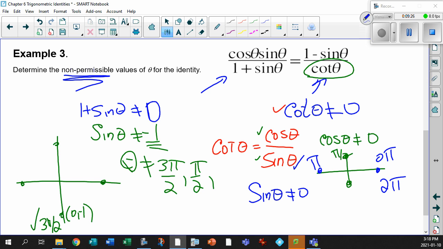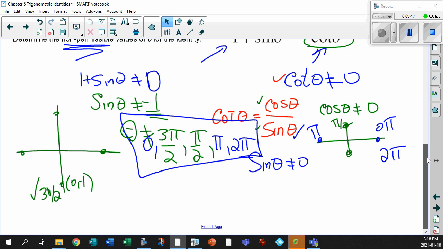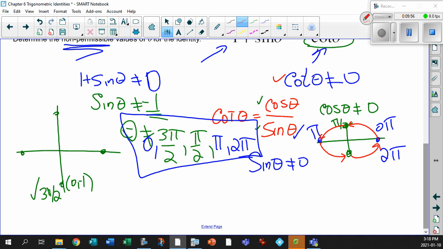So let's put them in. 0, we'll put in front. Okay, there's pi over 2, there's 3 pi over 2, include pi, and of course 2 pi. Those are all our restrictions based on one rotation. Now, if you wanted to do all of the restrictions for, let's say, infinite rotations, again, think about what you're doing here. You're going from here to this point, from here to this point, from here to this point. All of those quadrantal points on our axes are non-permissible.